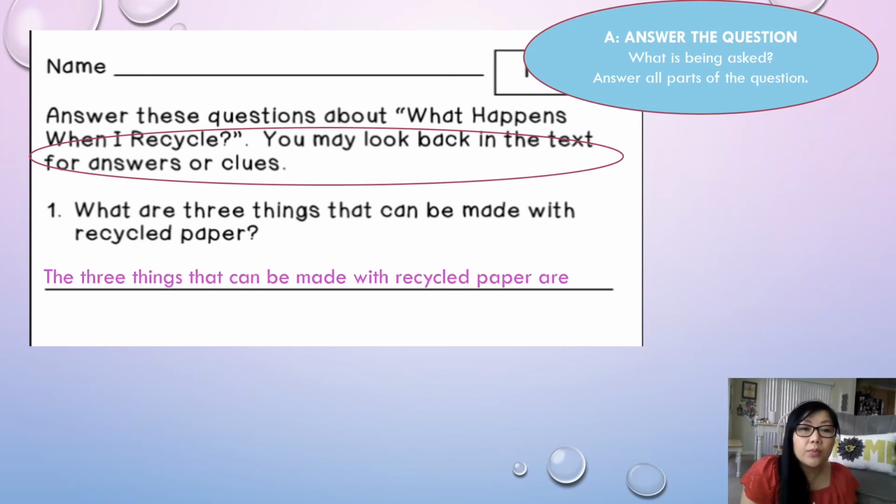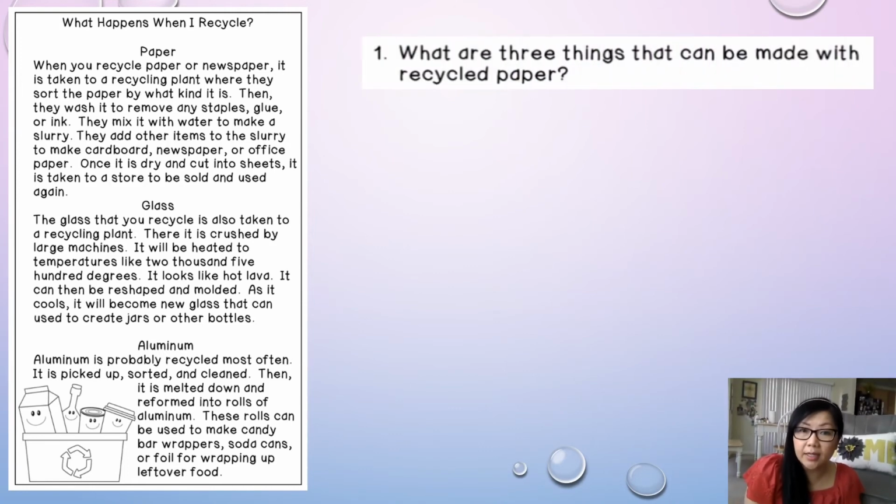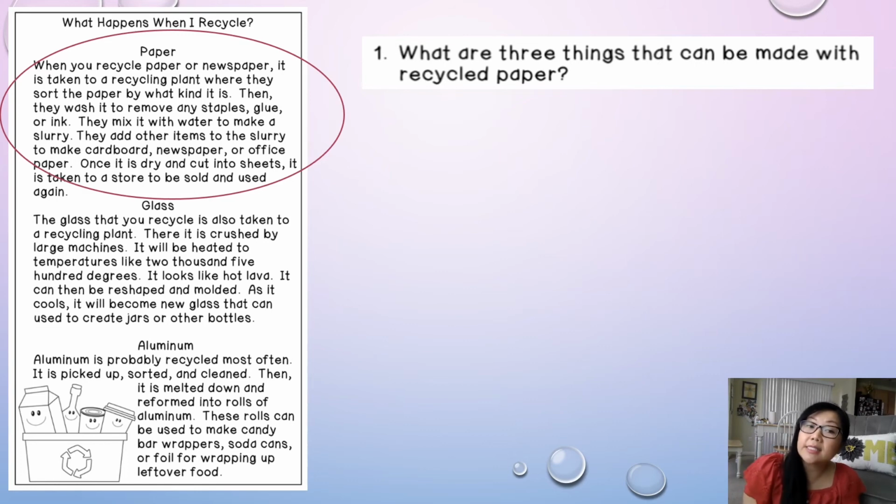Okay, so here we have the three things that can be made with recycled paper. That's our statement. So we're going back to the text and we're going to find the correct information that will give us the correct answer to question one. Here is question one again. What are three things that can be made with recycled paper? This question is asking about paper. So I'm just going to reread paragraph one because it's subtitled paper, and I'm pretty sure my answer to question one is in this paragraph. So let's read it and see.